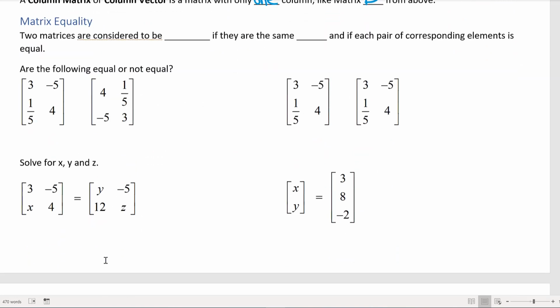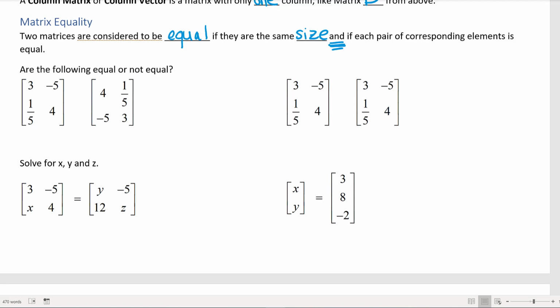Now matrices are said to be equal if they have the same size, and make sure you understand it as both, and if each pair of corresponding elements is also equal. So are the following equal or not equal? For the first example, I notice that the first matrix is a 2 by 2 matrix, and the second matrix that we're comparing it to is also a 2 by 2.